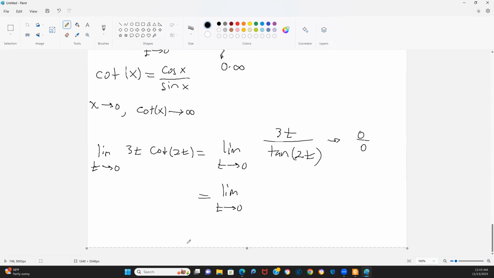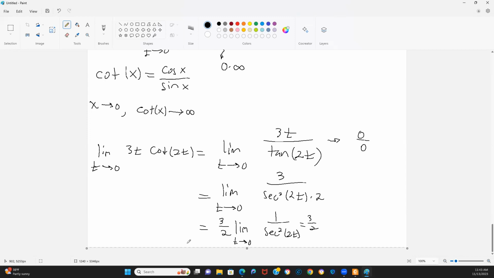So you get the proper indeterminate form, and so you can apply L'Hopital's rule. Differentiate the top, you get 3, and then differentiate the bottom. The derivative of tangent is secant squared of 2t times the derivative of the inside function, which is 2. I'm running out of room. So I have 3 halves in the front, and then I have the limit as t goes to 0 of 1 over secant of 2t.